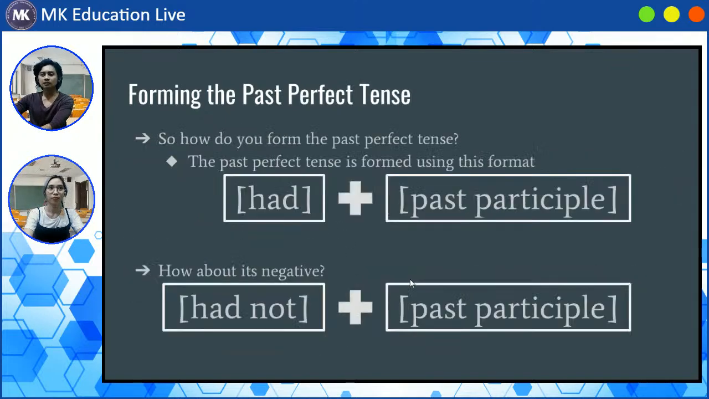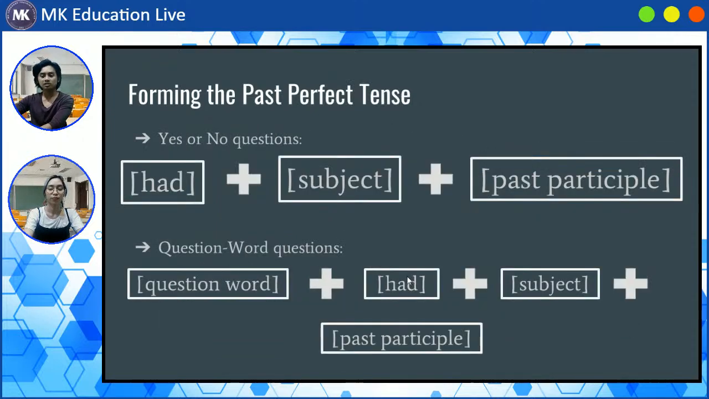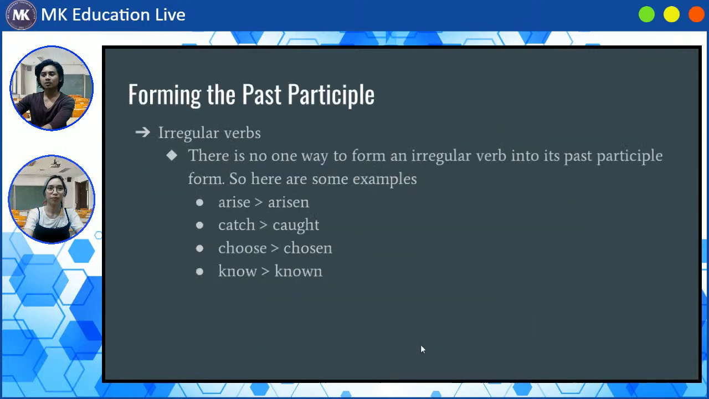Okay? Now let's go back to forming yes or no questions. When you have yes or no questions, you simply start with had plus the subject plus the past participle, like: had Mike driven before? Or question word questions, using the five WHs and the H: how, when, where, why, who, and what, plus had, plus subject, plus the past participle. Okay, so that's basically all you need to know about the past participle.